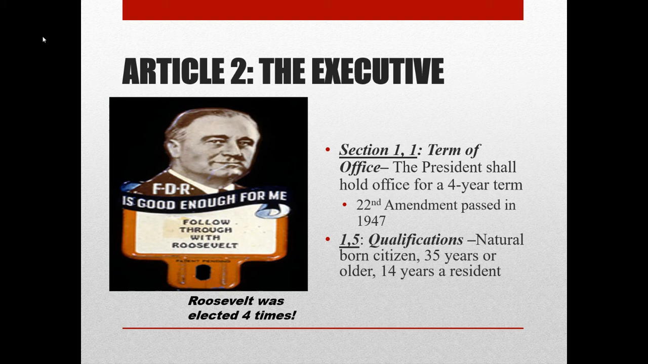And every president up until FDR, seen there, really honored that 2 term precedent. FDR will break the 2 term precedent. He will actually be elected for 4 consecutive terms, starting in 1932 when he's first elected. He will die in 1945, during his 4th term in office.